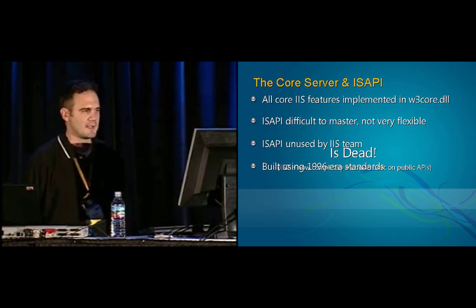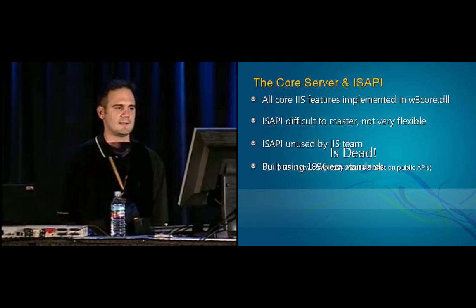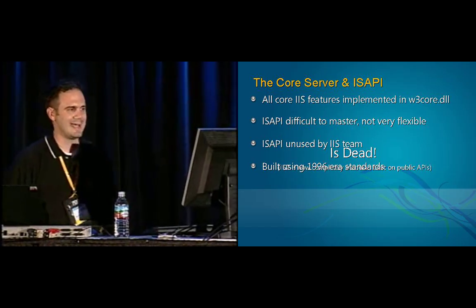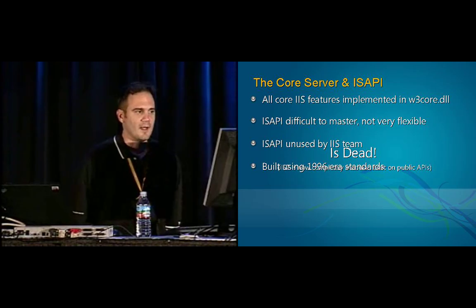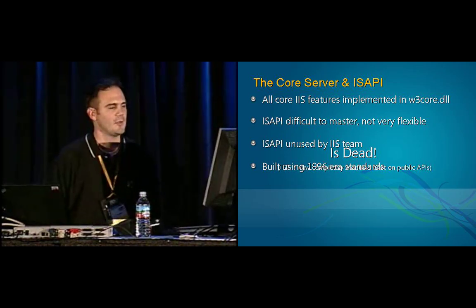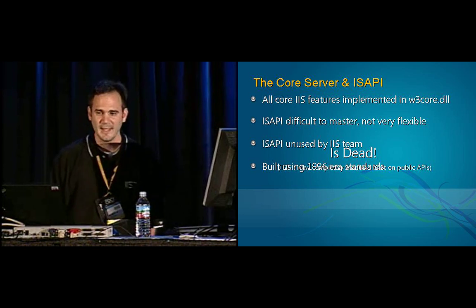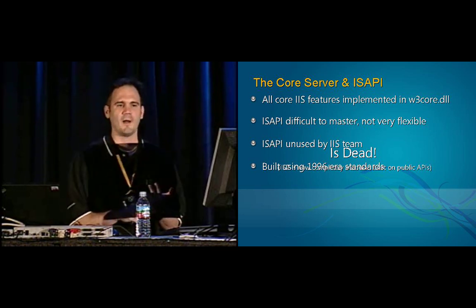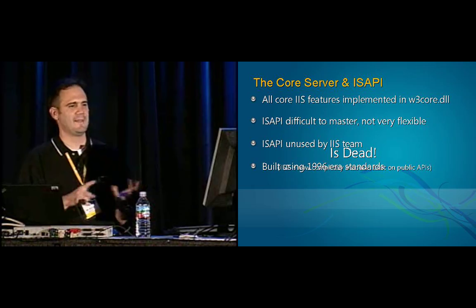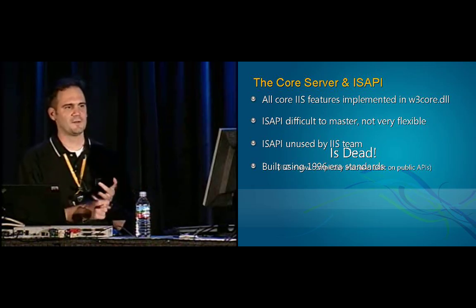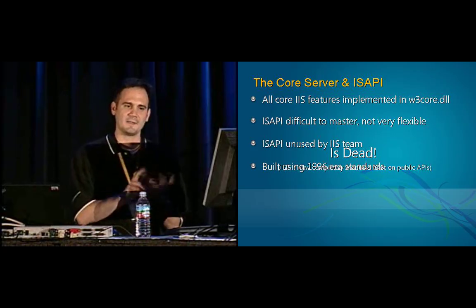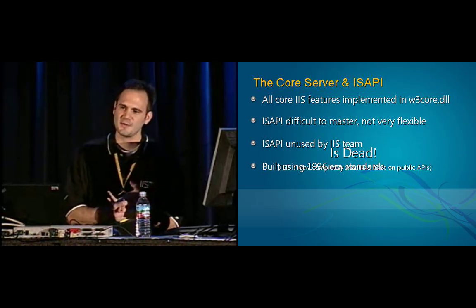So the next major subsystem of IIS7 that I wanted to give an overview of is the core server and ISAPI. You may not realize this, but today, even in IIS6, all of the core IIS features are built in one DLL, W3Core.dll. That DLL implements everything from the directory browsing feature we just used for the gallery, to the default document feature that we use to serve back index.html. It implements our ISAPI and our CGI implementation.